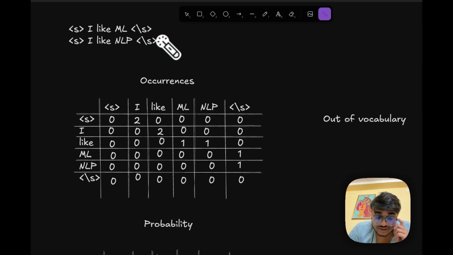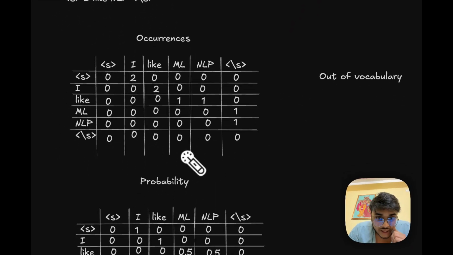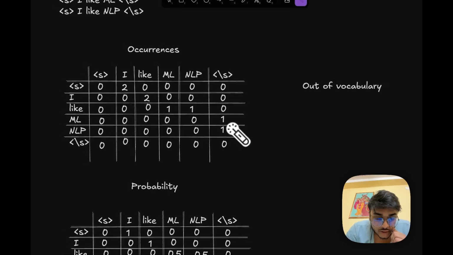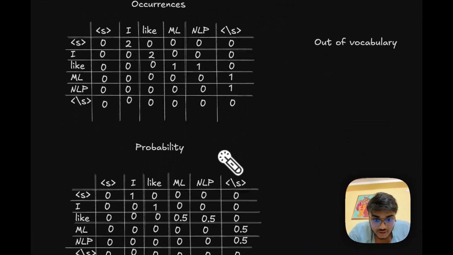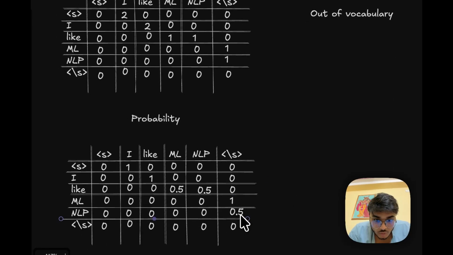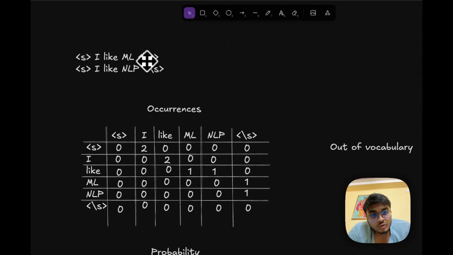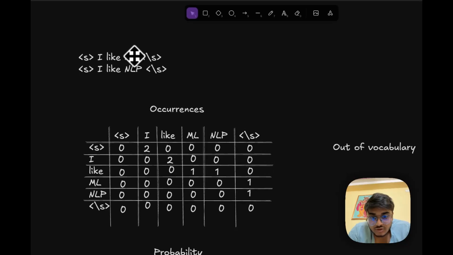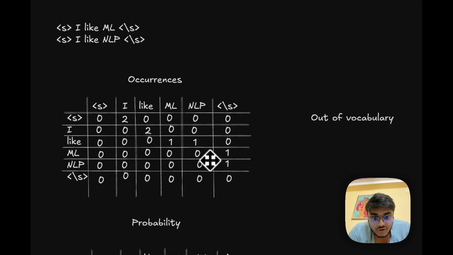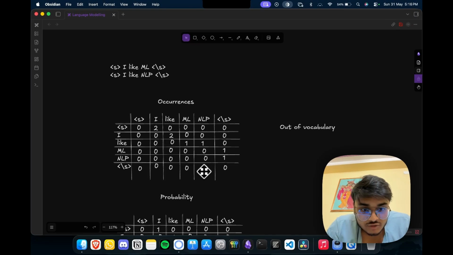For the end of the sentence, ML is coming before end of the sentence for 1 time, so I have to divide it by 1 basically. Actually I wrote it wrong right here. I have to divide it by 1, and this will be 1 also. Got the idea? The number of occurrences of ML is 1 in the entire corpus, so I have to divide it by 1. And NLP is also coming before the end of the sentence 1 time, so the probability of the end of the sentence will also be 1.